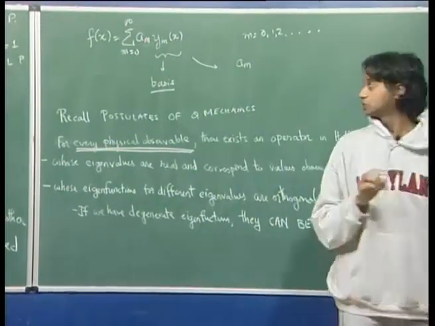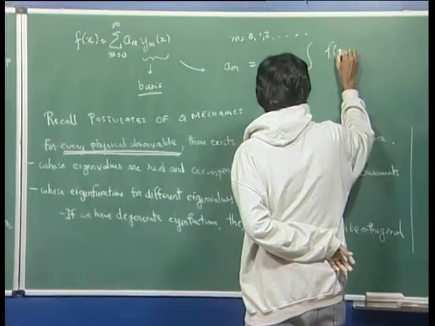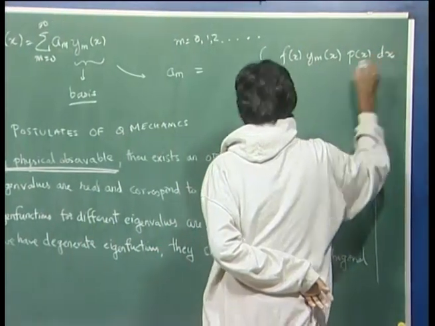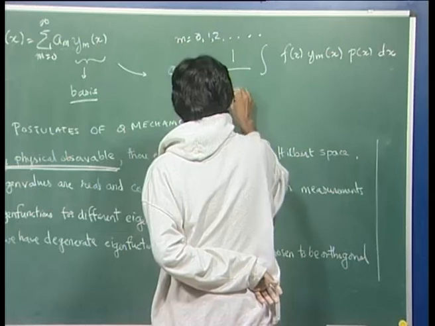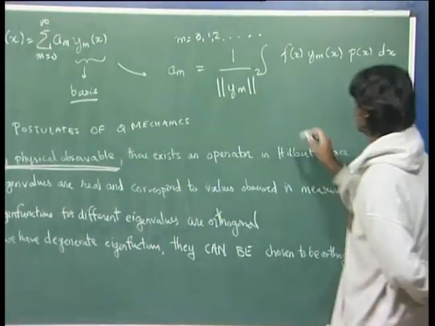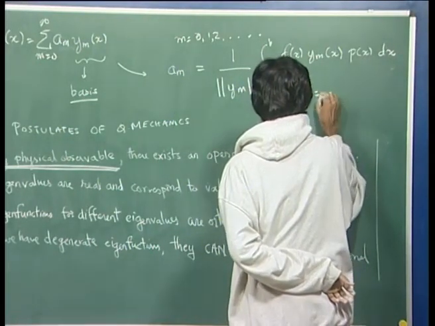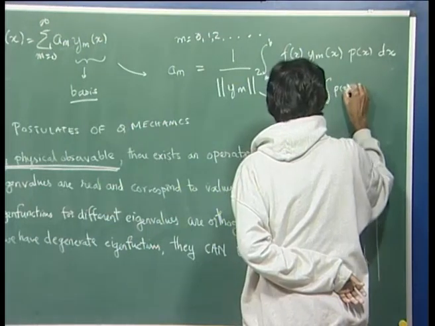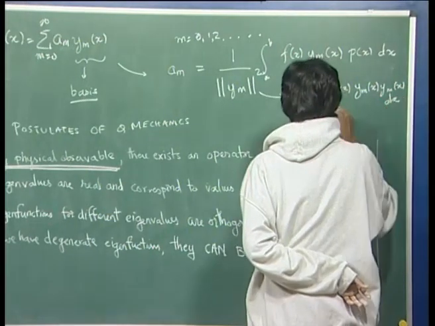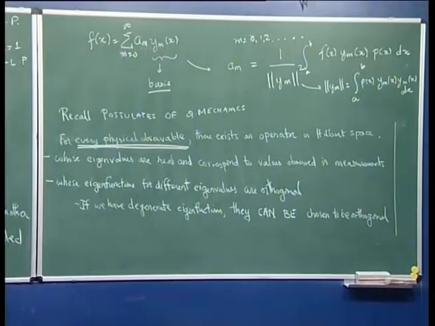And you can show that a m is equal to the integral of f of x, y m of x, p of x dx, divided by y m squared, where the integral is from a to b, and y m squared is equal to the integral of p of x, y m of x, y m of x dx from a to b. So, this completes the basis function expansion.